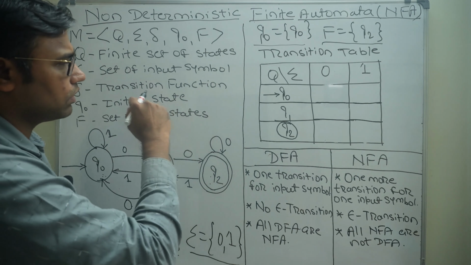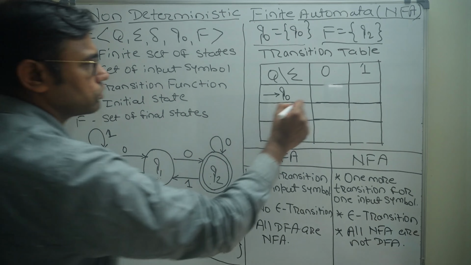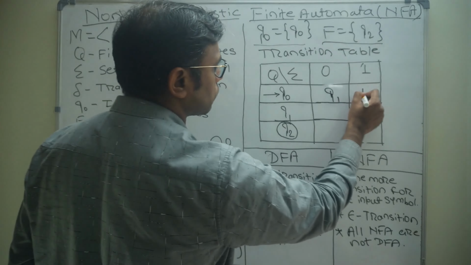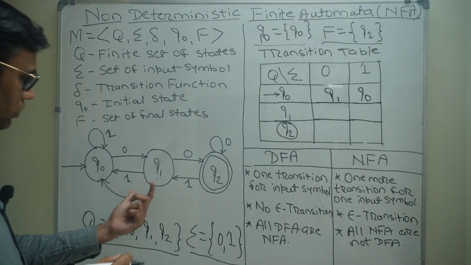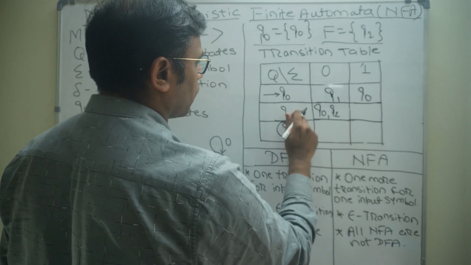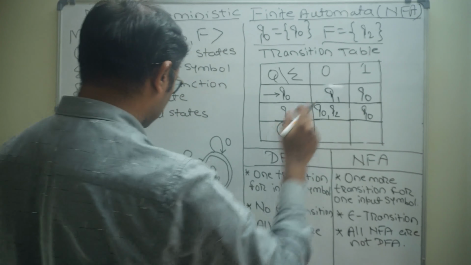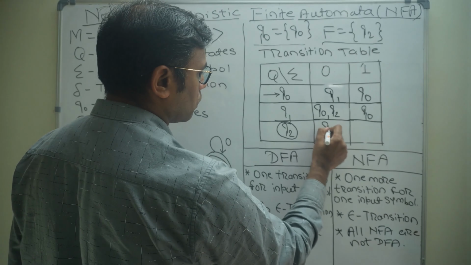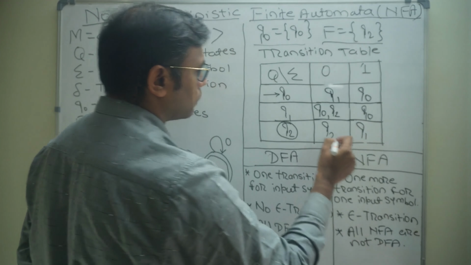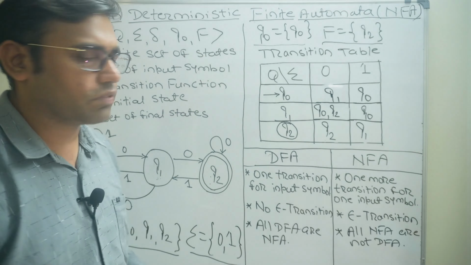The remaining part is the transition table, which is drawn from this diagram. δ(Q0, 0) is Q1, δ(Q0, 1) is Q0, then δ(Q1, 0) is Q0 and Q2, δ(Q1, 1) is Q0, then δ(Q2, 0) is Q2, and δ(Q2, 1) is Q1. This is how you have to draw the transition table. So this is the description of non-deterministic finite automata.